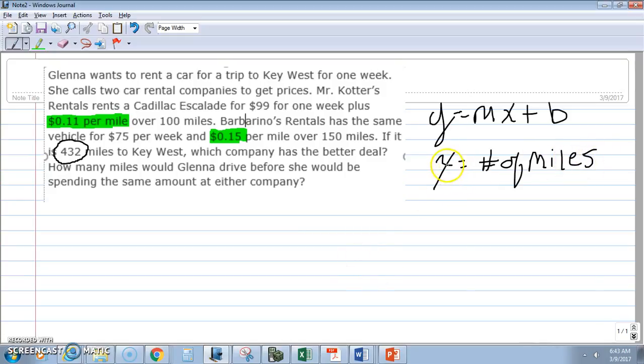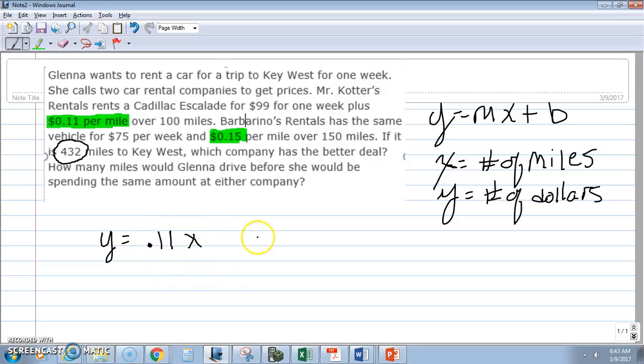Okay, that's how we're driving, and y is equal to the number of dollars, the cost. Each one's going to have the same variables, right? So for the first one, it's y equals, right, and mx, so there's our slope, our m, x, plus 99 is our starting point.